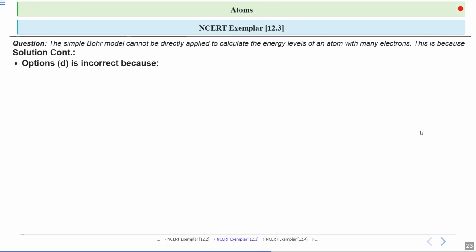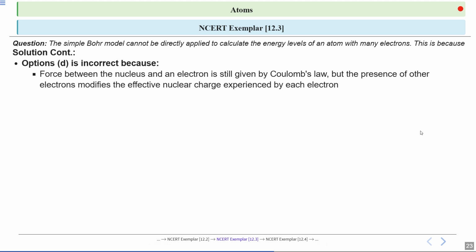So option D is incorrect because the force between the nucleus and an electron is still given by Coulomb's law, but the presence of other electrons modifies the effective nuclear charge experienced by each electron. The Bohr model's failure is more about its inability to handle these modifications and the lack of a central force.